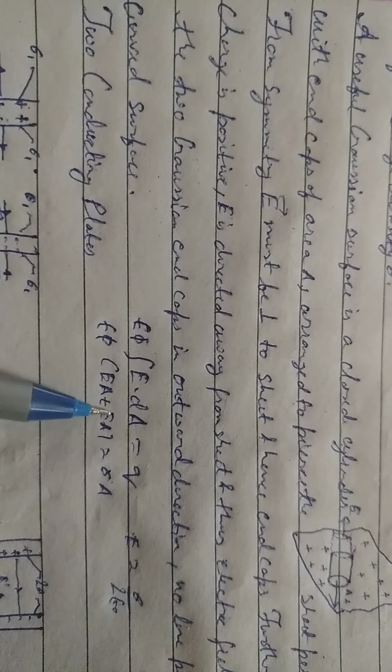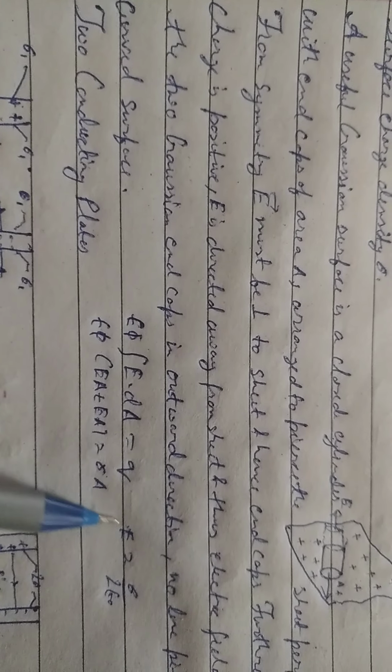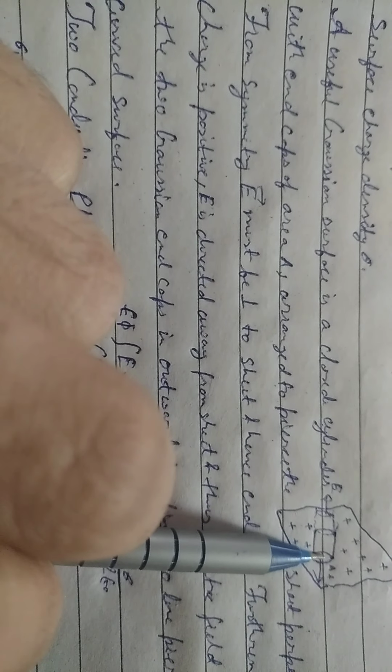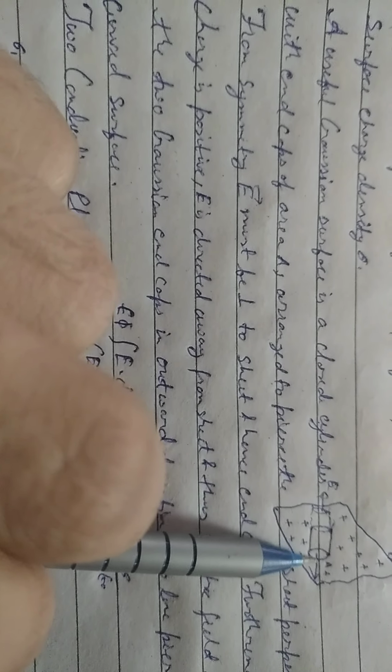Epsilon naught phi: EA plus EA is equal to sigma A. E is equal to sigma by 2 epsilon naught. This is one flux piercing the surface from this side and one flux piercing the surface from this side.